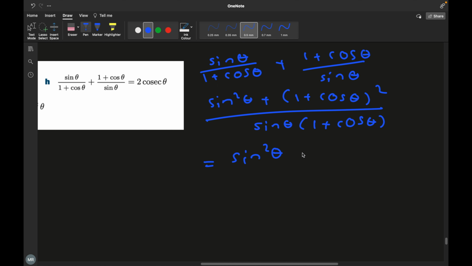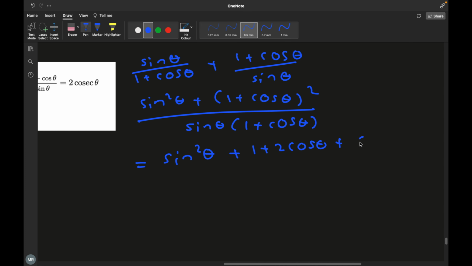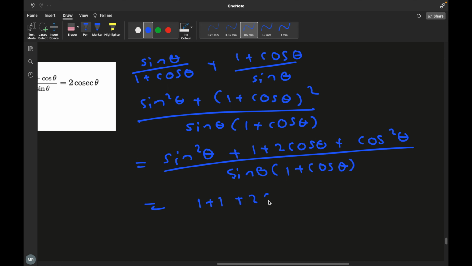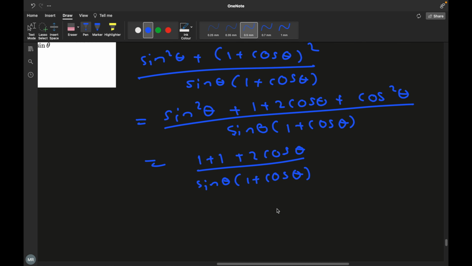Let's simplify this. We get 1 plus 2 cos theta plus cos squared theta, whole divided by sine theta into (1 plus cos theta). We know that sine squared theta plus cos squared theta is 1, so we can write this. We get 2 plus 2 cos theta divided by sine theta into (1 plus cos theta).